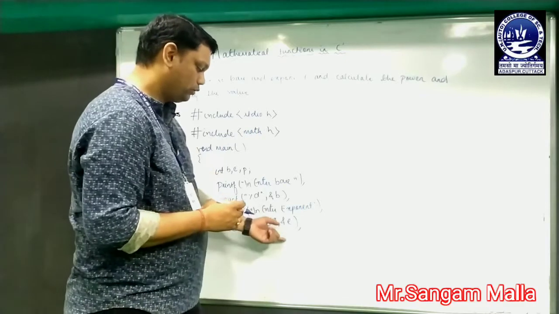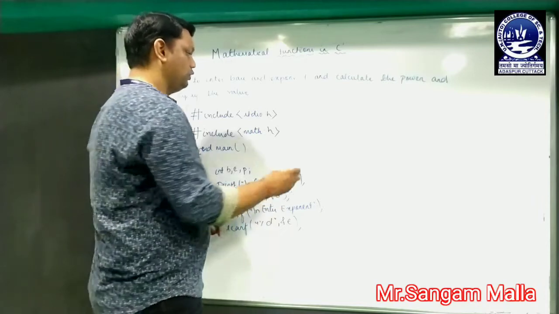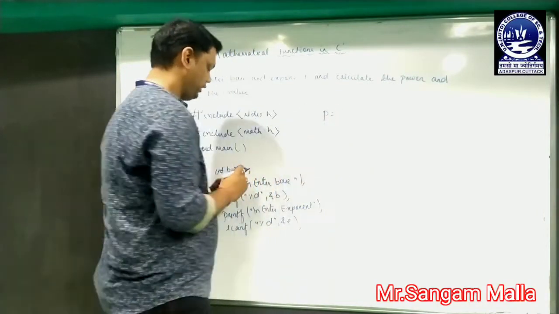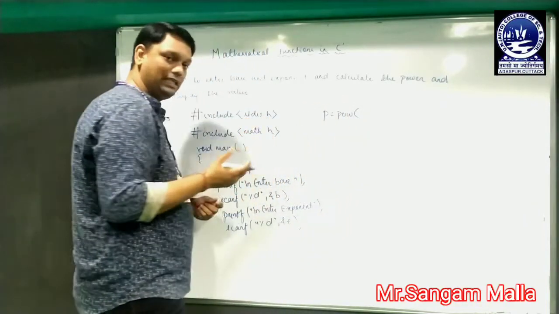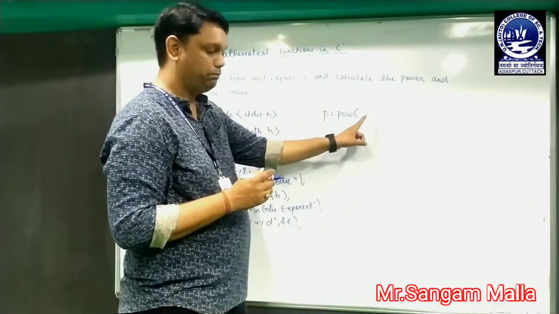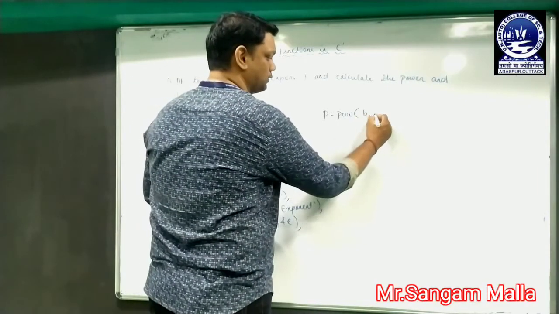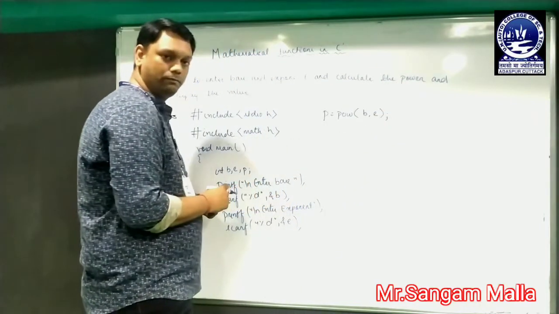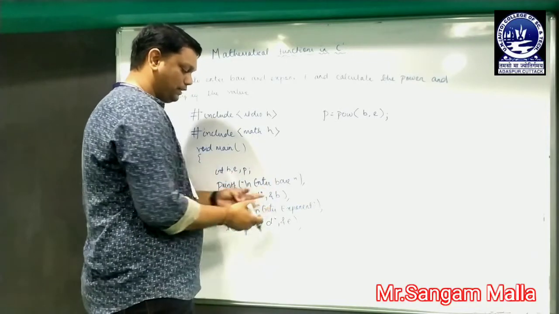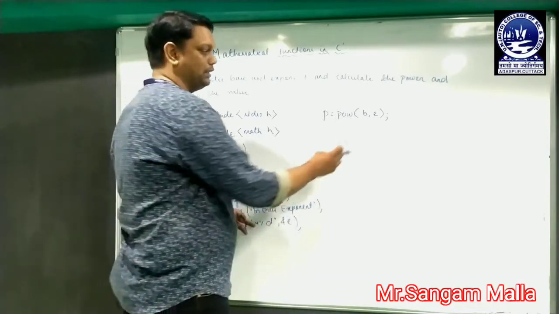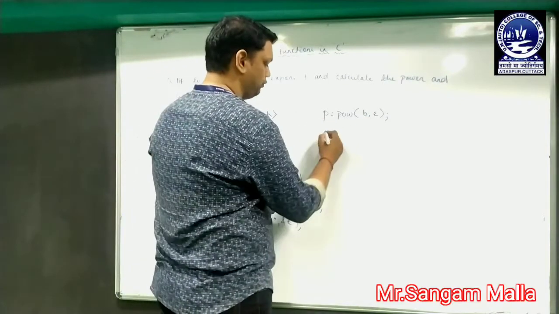Now I have to calculate the power of base to the exponent. So in order to calculate, I have taken a special variable, that is p. So I will write p equal to pow. As per the syntax of the pow function, first I have to take the base, then I have to take the exponent. So base value has been stored in b and the exponent value has been stored in e. So I have written pow of b and e. So whatever base and exponent the user has entered, that will be calculated and the power will be stored in p.